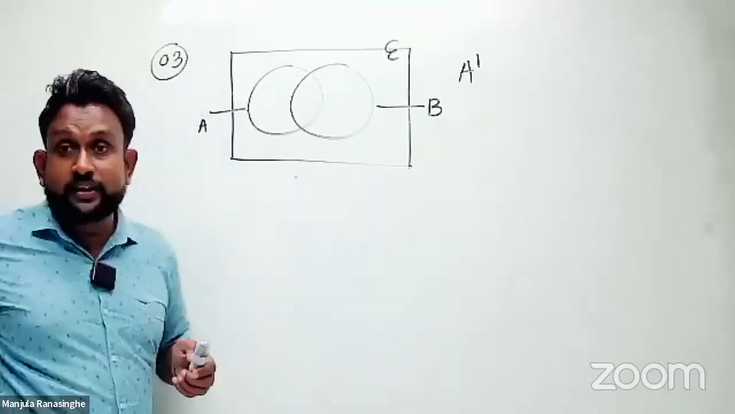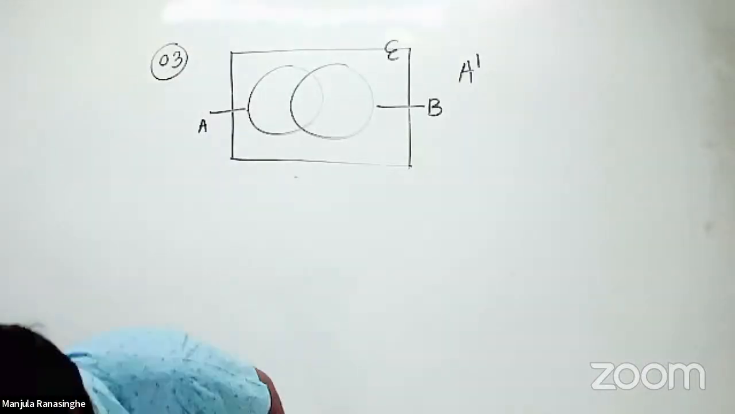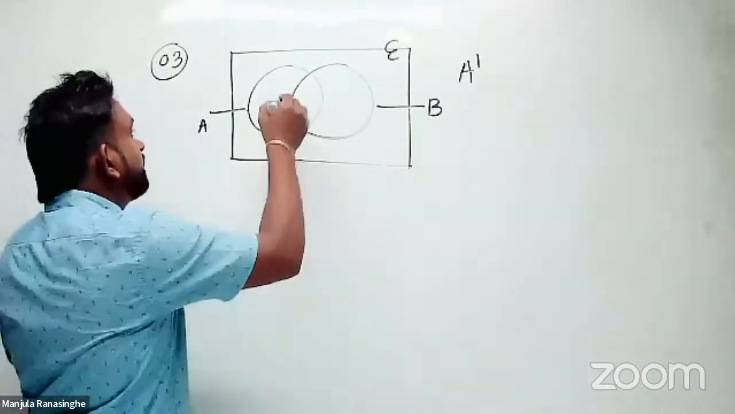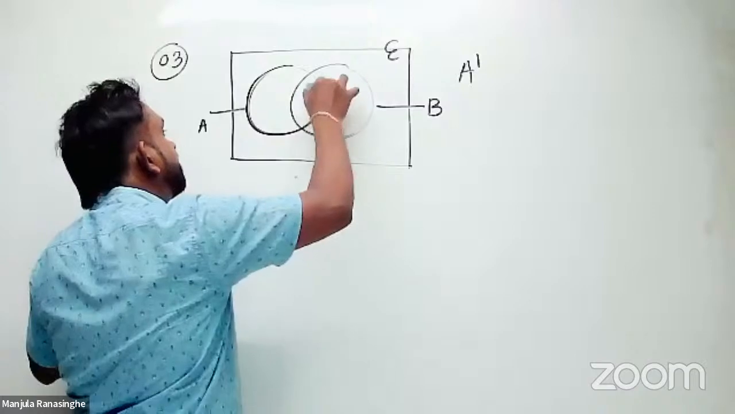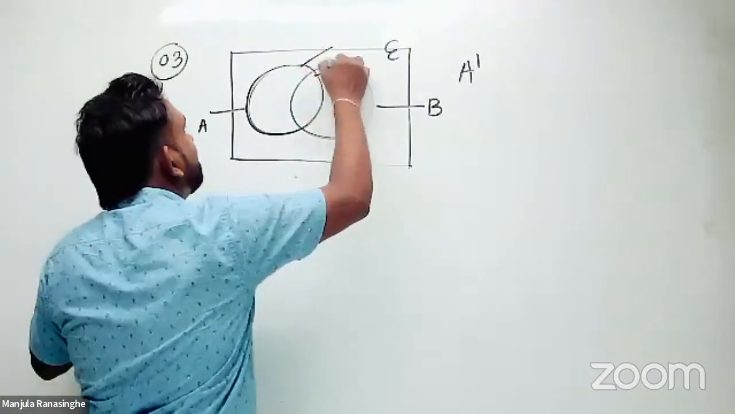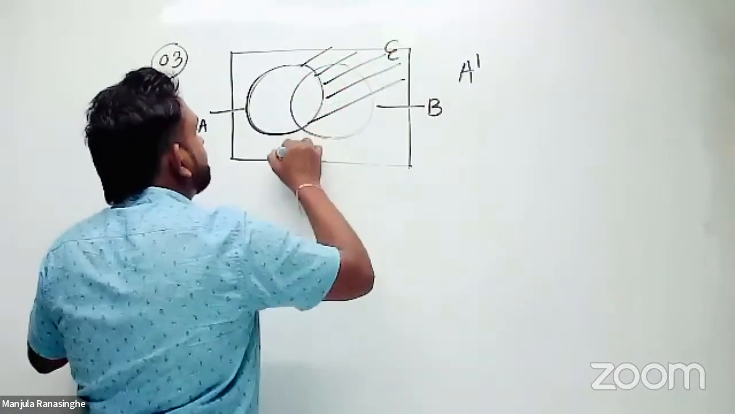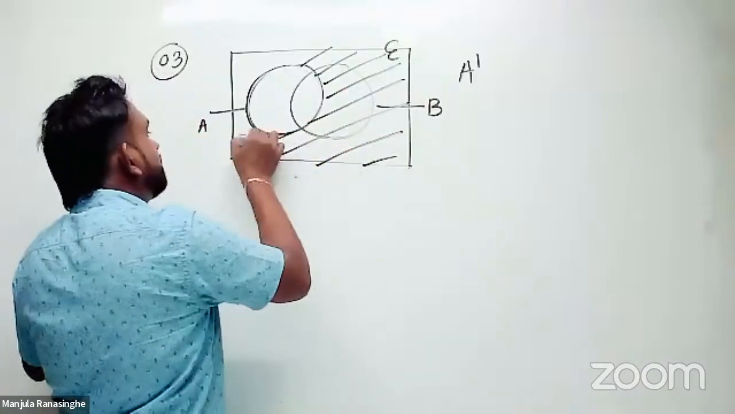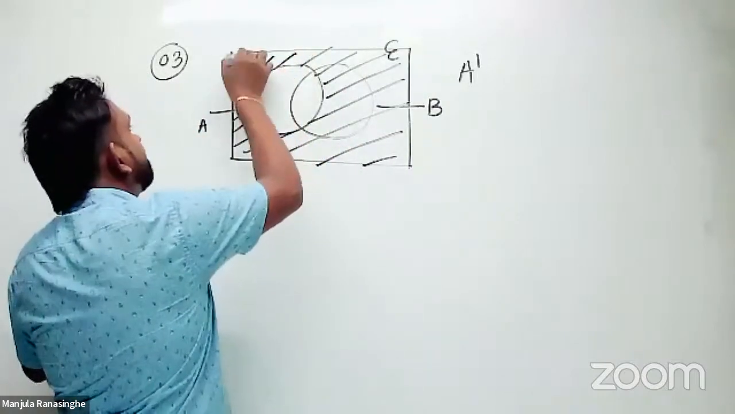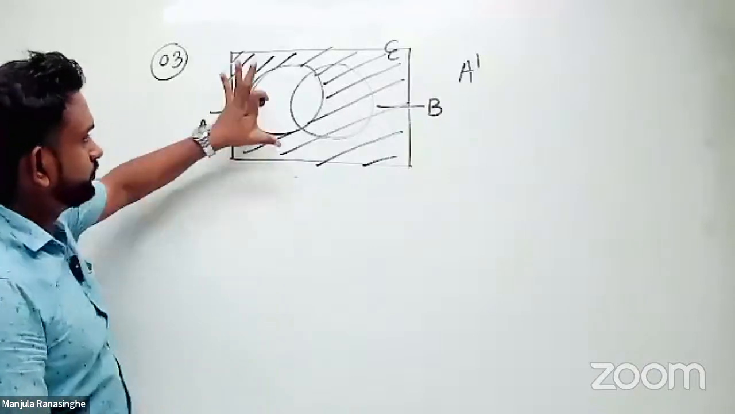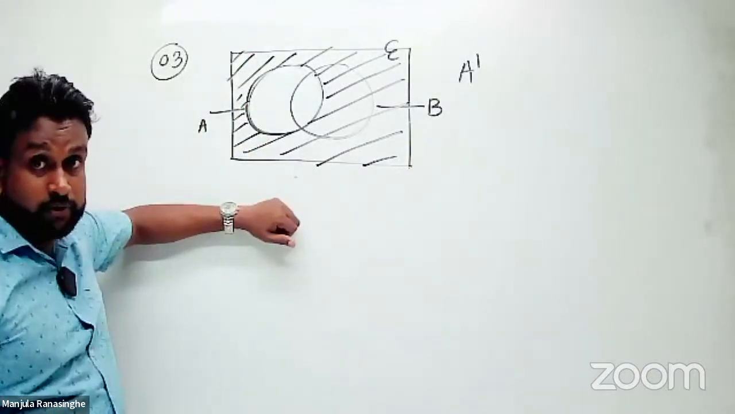So how to indicate it? You know that this is the set A. Except A means outside the A, right? Everything except A. A dash means that we call the A complement. A complement means without A. This is the region you have to indicate.